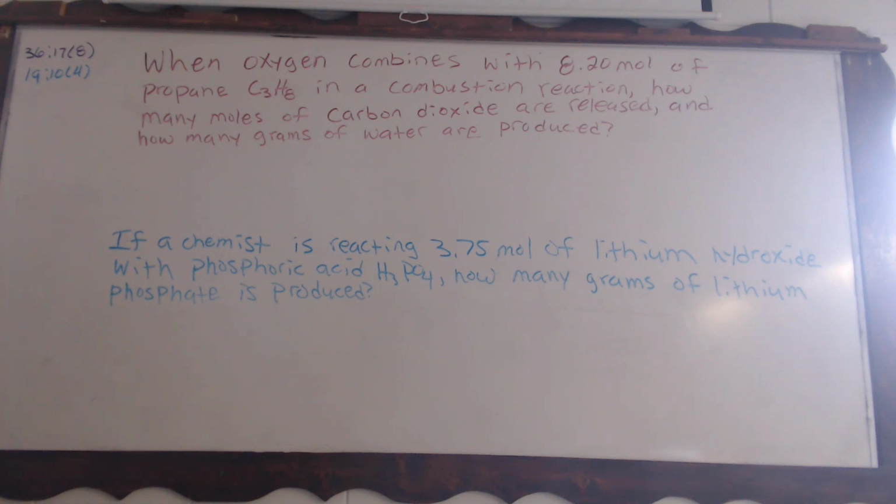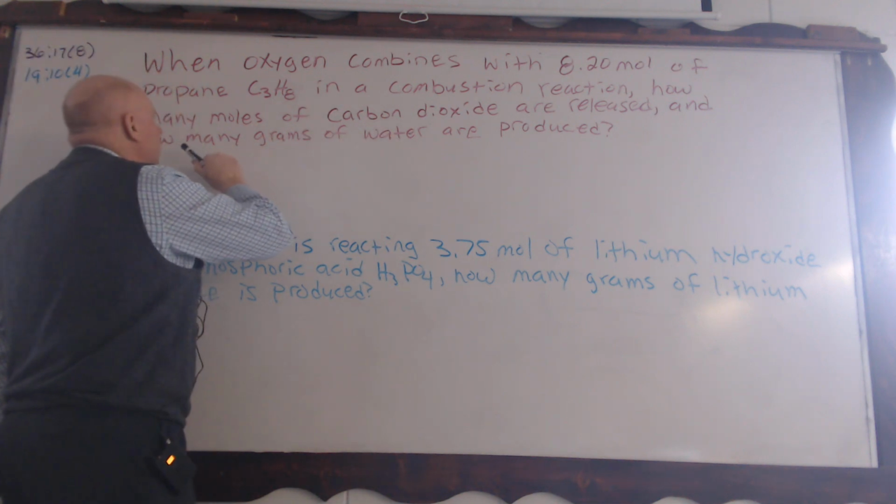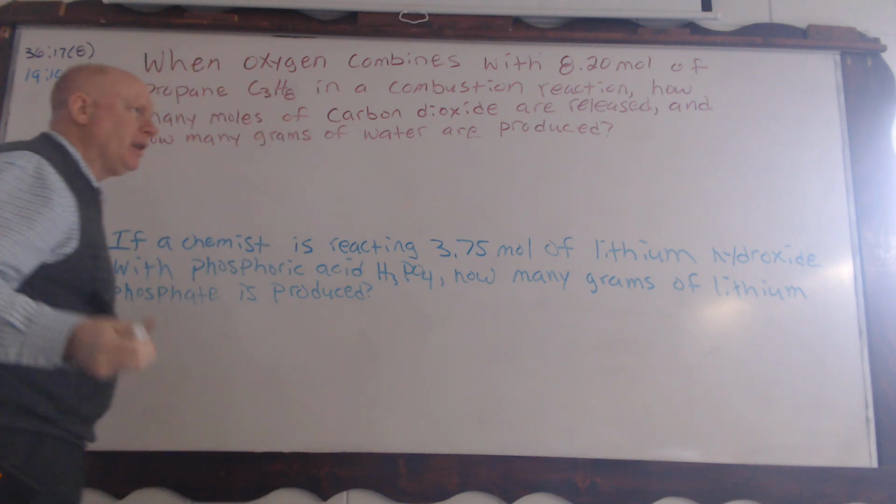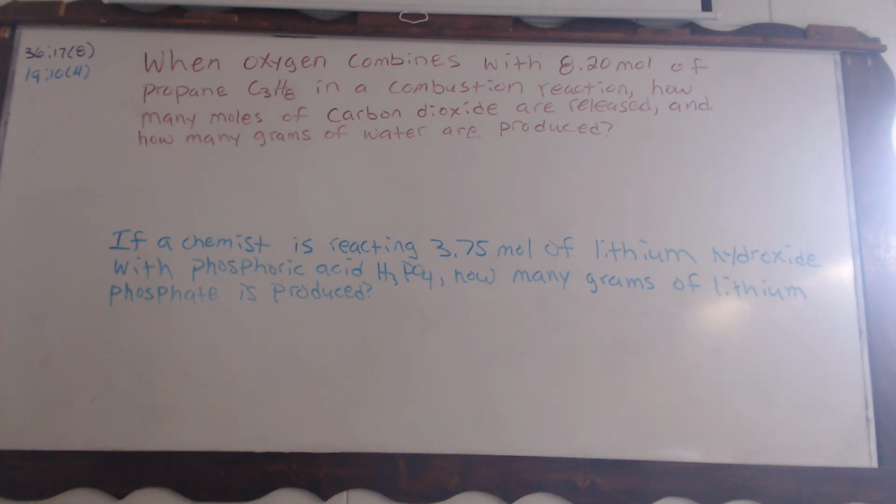Okay, so if it's difficult to read, we got when oxygen combines with 8.20 moles of propane, which is this compound right here, in a combustion reaction. Even if we didn't go any further, I would hope that we know what your byproducts are in a combustion reaction. It tells you later on, but what would you know if it did not say that? Water is one, carbon dioxide is the other, okay? So how many moles of carbon dioxide are released and how many grams of water are produced? We kind of put two of these problems together, so it just gives us that much more practice.